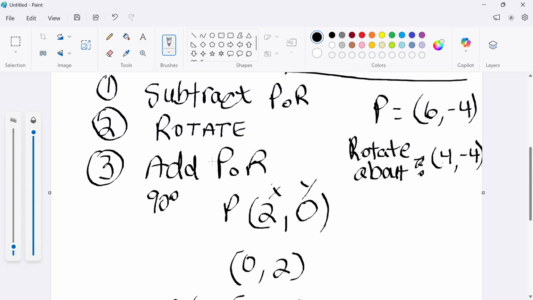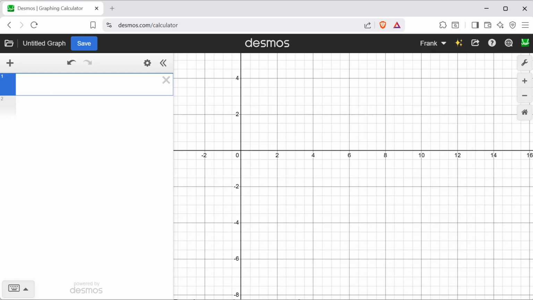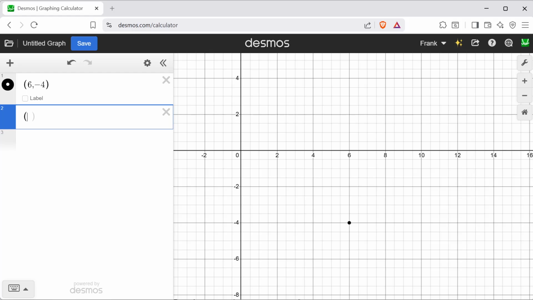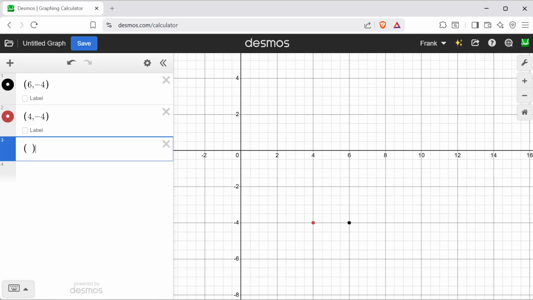And I will show it visually here. I'm rotating (6, negative 4) about (4, negative 4). I want to rotate (6, negative 4) about the point (4, negative 4), and I claim the result is (4, negative 2). And you can see here's the point I'm rotating about. Sure enough, if I rotate it 90 degrees, there's that 90-degree angle between the two of them around that point.